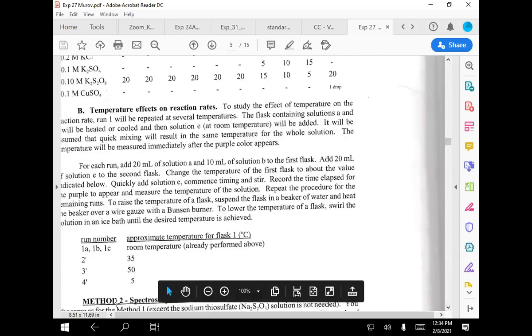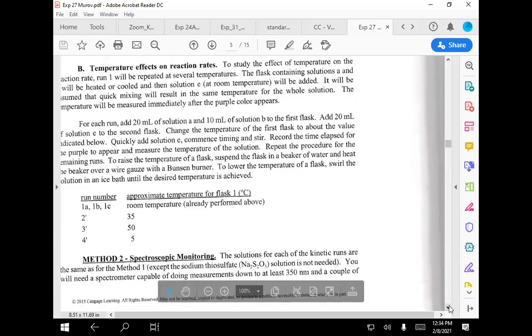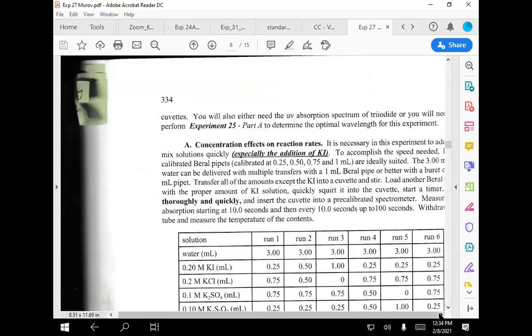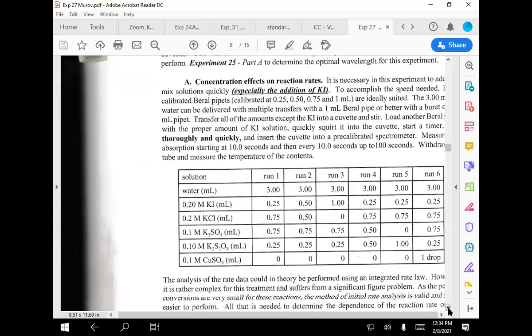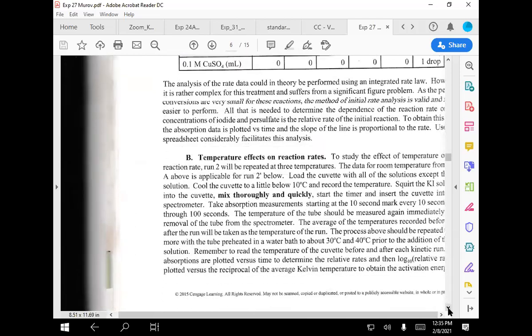So the method 2 is next week. So we would only want to use the data for method 1 for this week. Okay, so here is method 2. We'll worry about that next week. Again, this is next week.